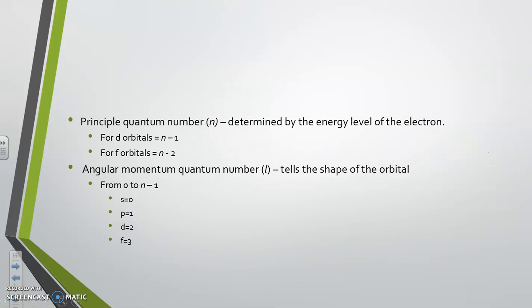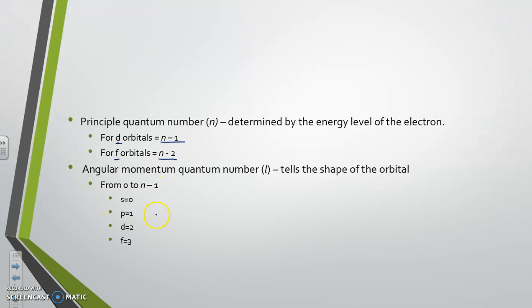Okay, so let's break these down a little bit more. The principal quantum number, N, is determined by the energy level of the electron. So for P and S sublevels, it'll be whatever row it's in. For D sublevels or orbitals, you're going to use the N-1 designation. I'll make sense of this in class. And for the F sublevels, I call them sublevels, I'm sorry, the F orbitals, it should be N-2. Again, I'll make sense of this.